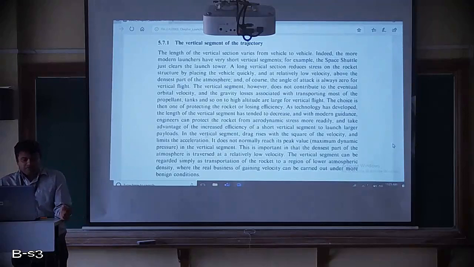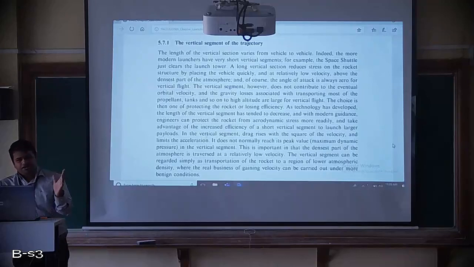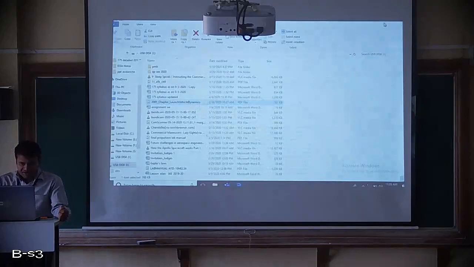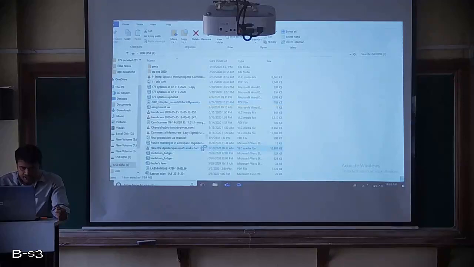For example, the Space Shuttle, a modern one. How much is the vertical takeoff distance? It is very small. It will just clear the launch tower. For an example, I will show you one video, if it is there, and I will explain that. Let us say I think in this I may get it.